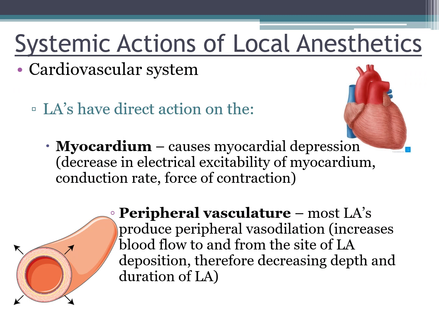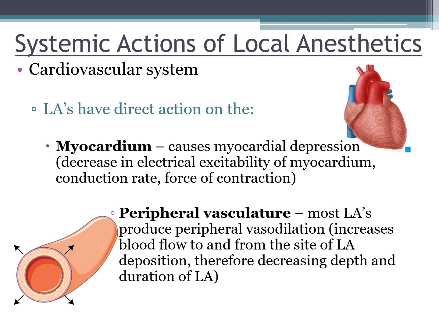Now, the other systemic action of local anesthetic, the first, as you remember, is the central nervous system. The second is the cardiovascular system, because local anesthetics have a direct action on the myocardium and the peripheral vasculature. So it will cause myocardial depression, which is decreased electrical excitability of the myocardium in the conduction rate and the force of the contraction. And in the peripheral vasculature, most of the local anesthetics produce peripheral vasodilation.